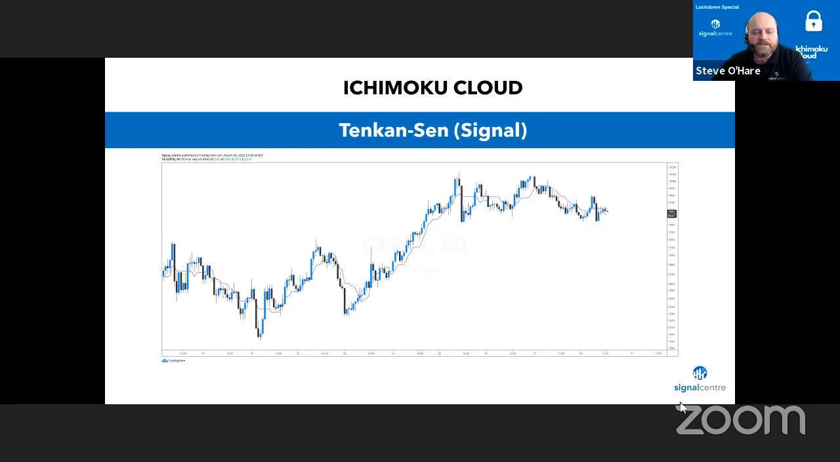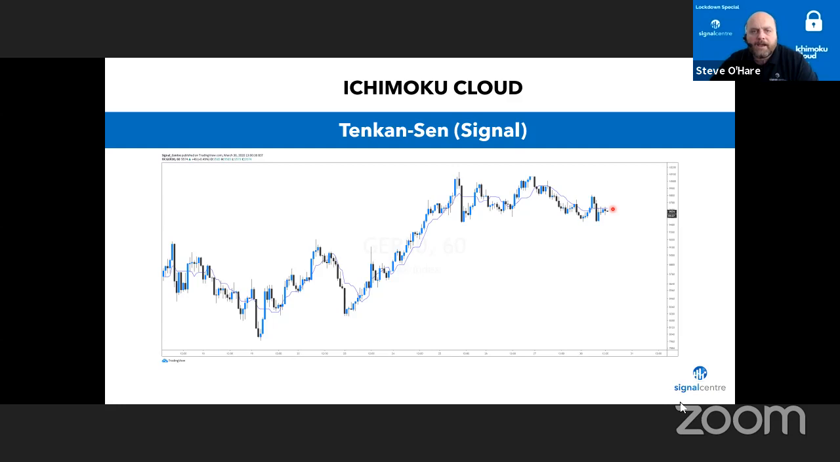So the first line we're going to look at is the conversion line, the signal line, Tenkan-Sen. This is the blue line here. Let me get my laser pointer out. All this great technology. That's the blue line. It's a moving average line, and that is the last 9 periods. So on an hourly chart, it'd be the last 9 hours.